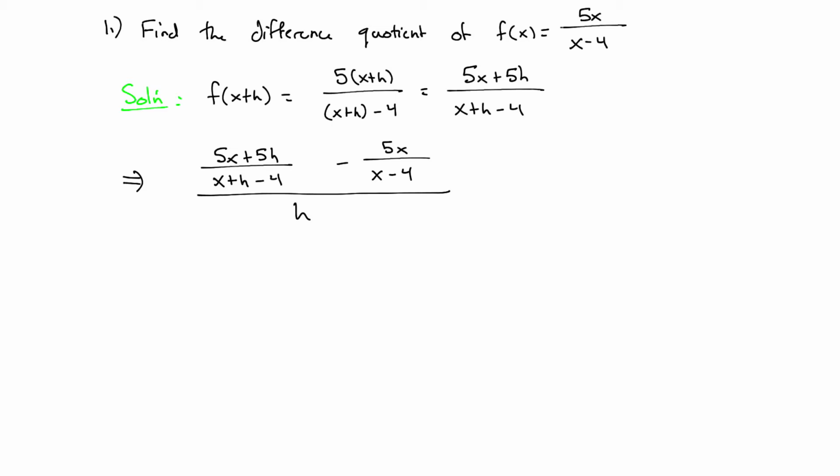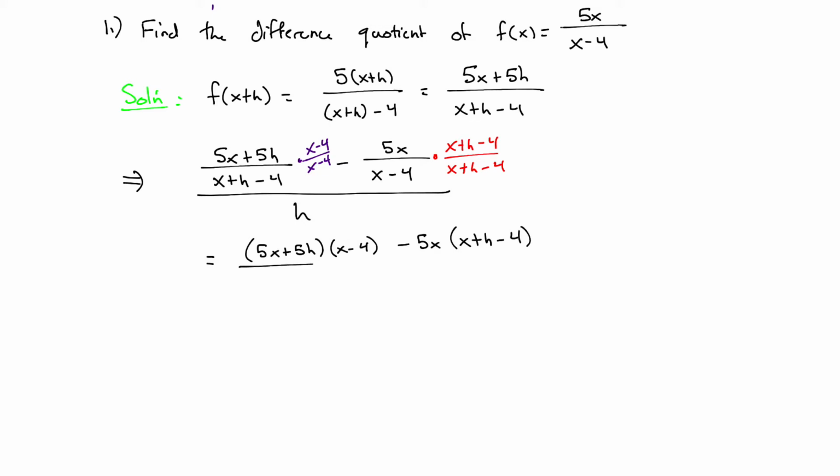Now, just like before, we need to find a common denominator. So we'll multiply the first fraction from the numerator by x minus 4 over x minus 4. And we'll multiply the second fraction of the numerator by x plus h minus 4 over x plus h minus 4. And that'll give us 5x plus 5h times x minus 4 minus 5x times x plus h minus 4 all over h times x plus h minus 4 times x minus 4.